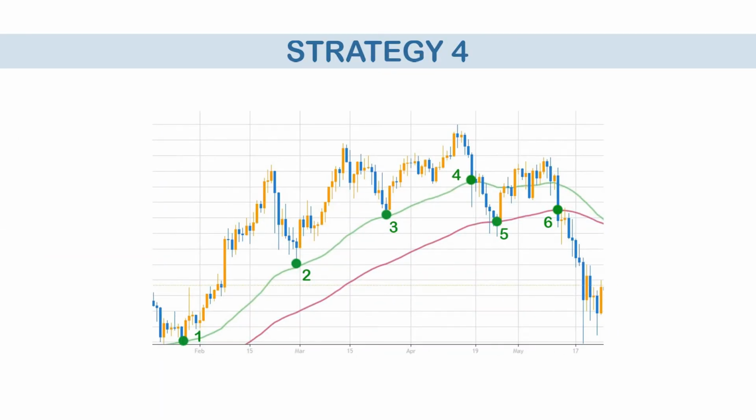Strategy 4. If you are not a fan of scalping or day trading, this strategy is for you. We will use the daily time frame with EMA 50, green line, and EMA 100, red line. In this example, we have a clear bull market. In this case, you will only use long limit orders around the EMA 50 and EMA 100.